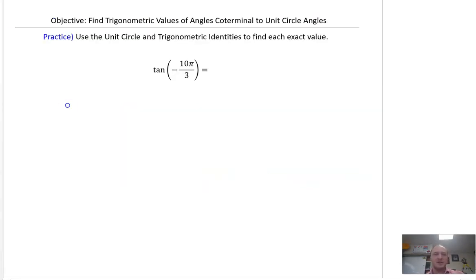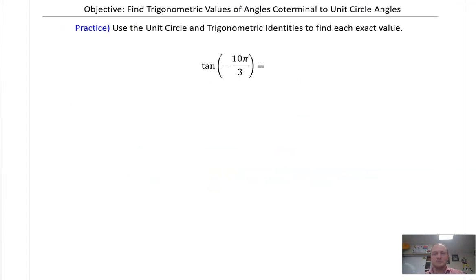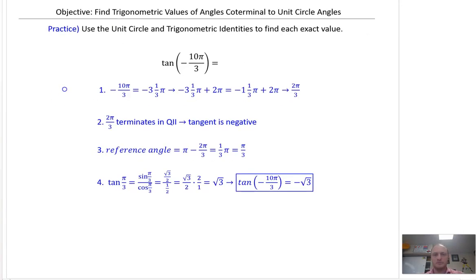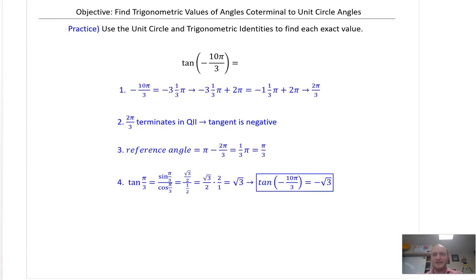All right, here's the last example. Please pause the video and try this one. All right, and hopefully you paused it. Here's the solution. Okay, and that is it.